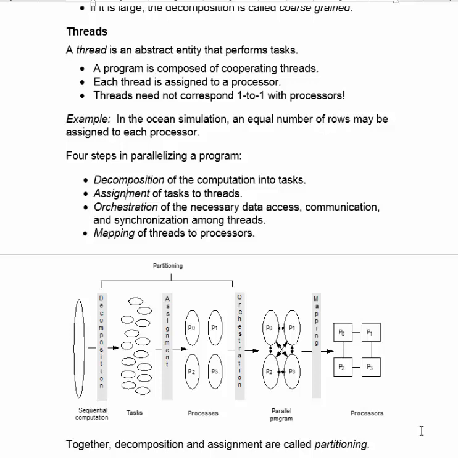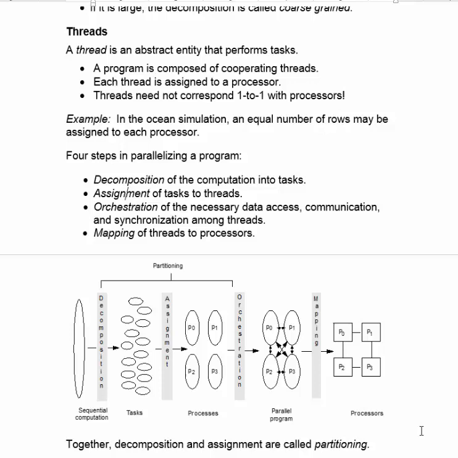In the ocean simulation, though, we might have threads that correspond one-to-one with processors because we could divide the grid into portions such that each thread-size portion has an equal number of rows. So let's say we have 10,000 rows and 16 processors. Well, then we want to assign 10,000 divided by 16 rows to each processor, right?